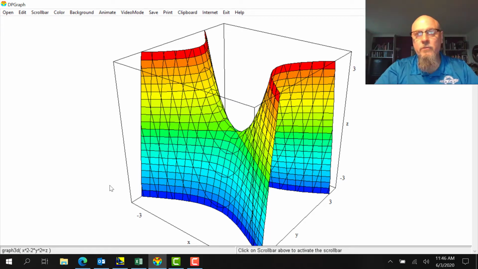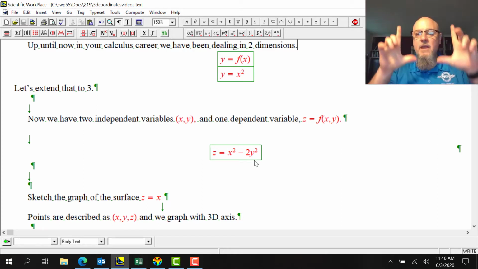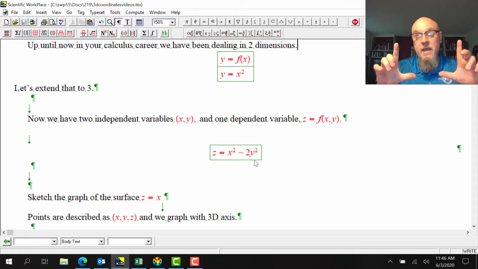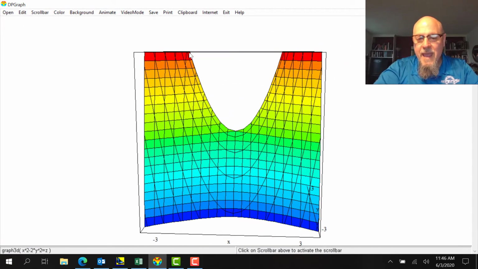If I pick y equal to 3, then this is going to be x squared minus 18. So it's going to take that parabola and drop it down by 18. But it's always going to be an upward-facing parabola. And we see that, right? If I pick any y value and fix it, I'm just getting that upward-facing parabola, upward-facing parabola, upward-facing parabola.